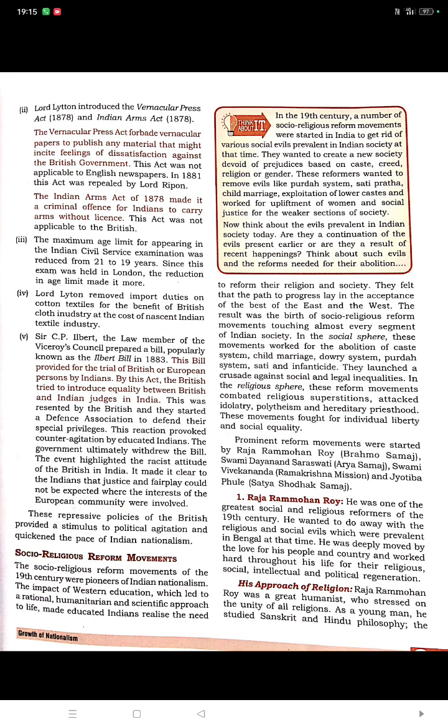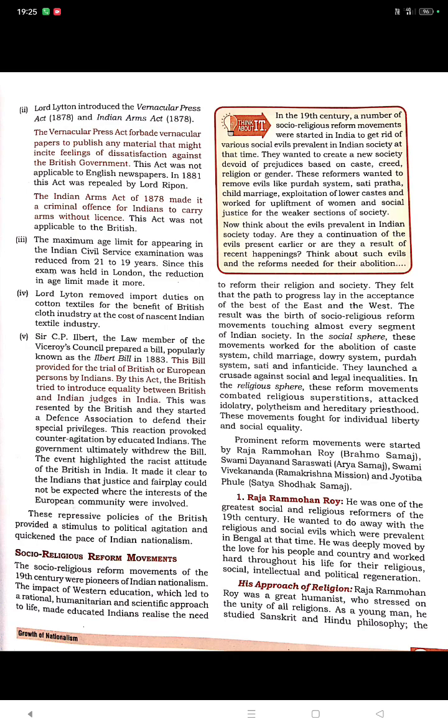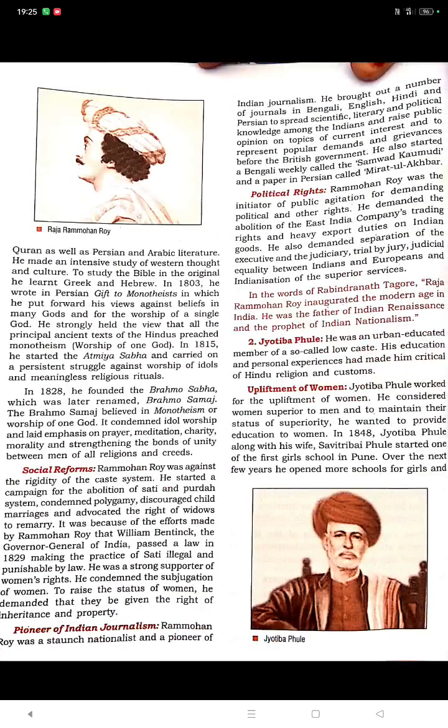As a young man, he studied Sanskrit and Hindu philosophy also. Next, the Quran as well as Persian and Arabic literature. He studied Sanskrit, Hindu philosophy, the Quran, and Persian and Arabic literature. Okay, next.